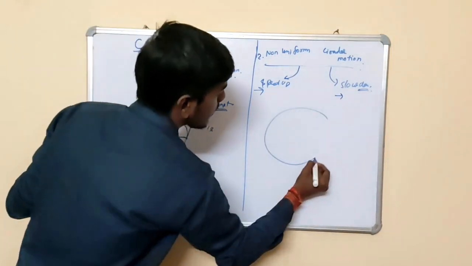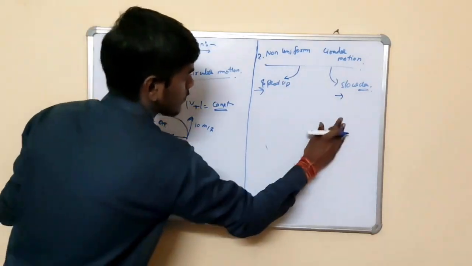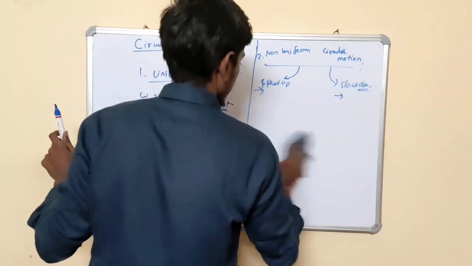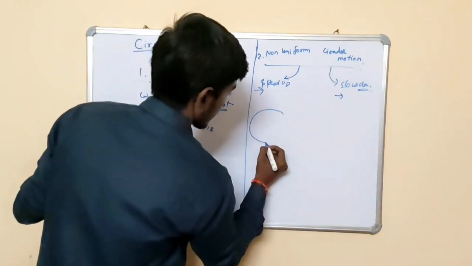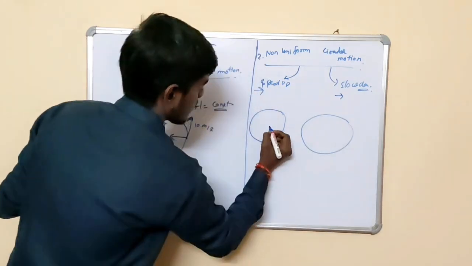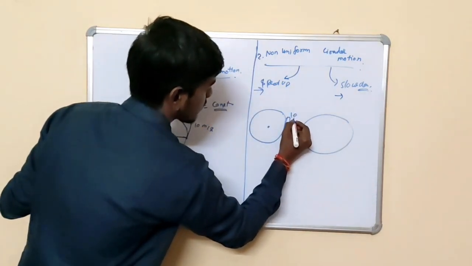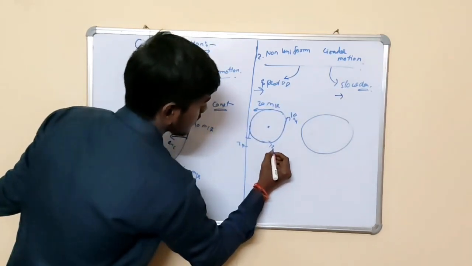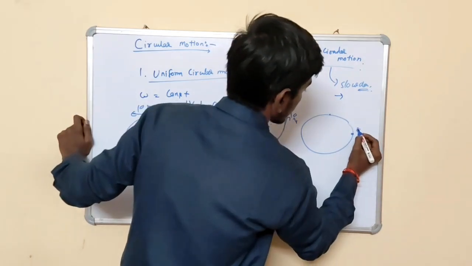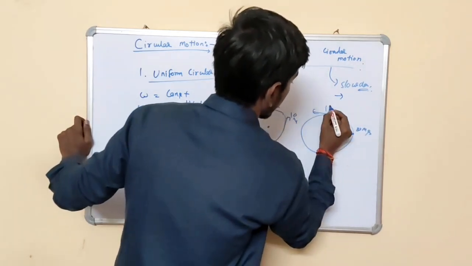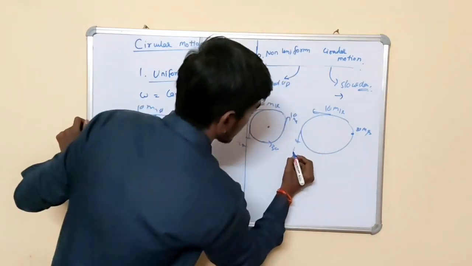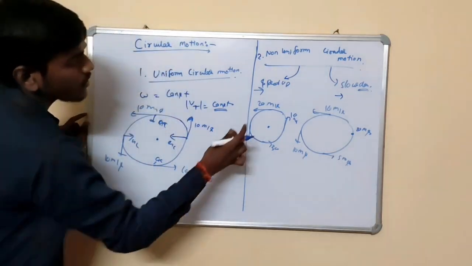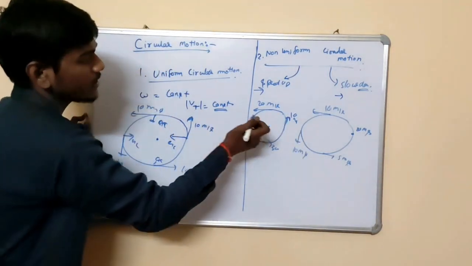So here I will make two figures. Suppose here the velocity is 10 meter per second, here 20, here 24, and here let's say 30. In the other, suppose here the velocity is 20 meter per second, here 18 meter per second, here 10 meter per second, and here 5 meter per second. So what do I see? I see that the magnitude of velocity is increasing in this case.